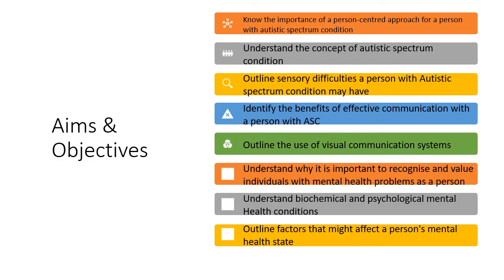The aims and objectives of this session are that you will know the importance of a person-centered approach for a person with autistic spectrum condition. You will understand the concepts of autistic spectrum condition. You will be able to outline sensory difficulties a person with autistic spectrum condition may have. You will be able to identify the benefits of effective communication with a person with autistic spectrum condition. We will outline the use of visual communication systems.